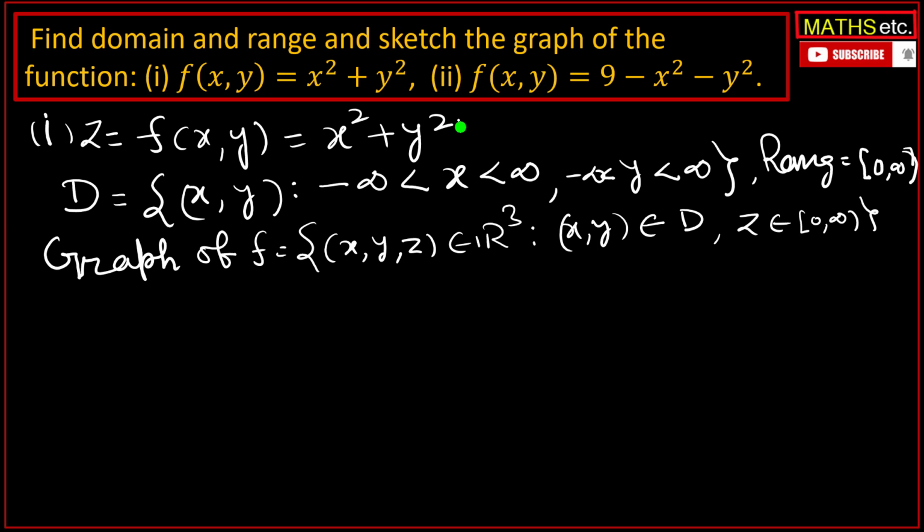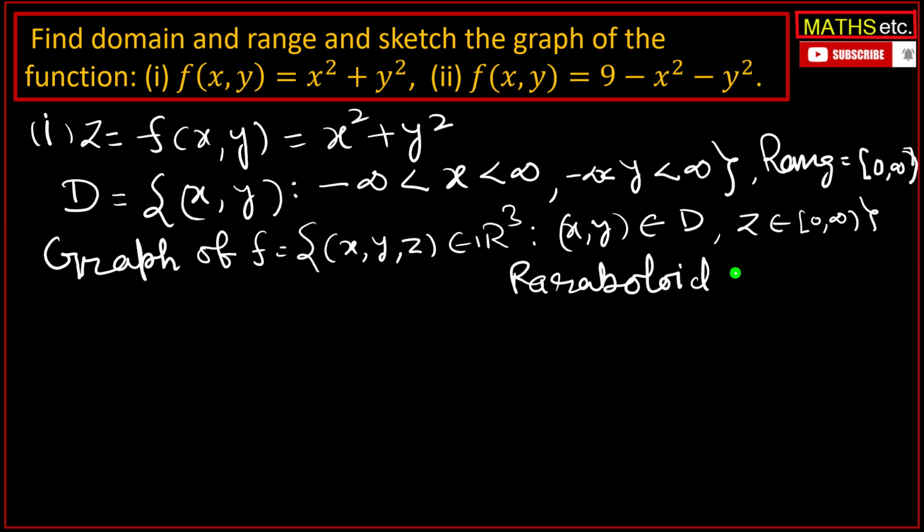So one of the ways to sketch the graph is to plot all these x, y, z points in space. But this is easier said than done. In this case, the given function z equals x squared plus y squared is the equation of a standard surface called a paraboloid.